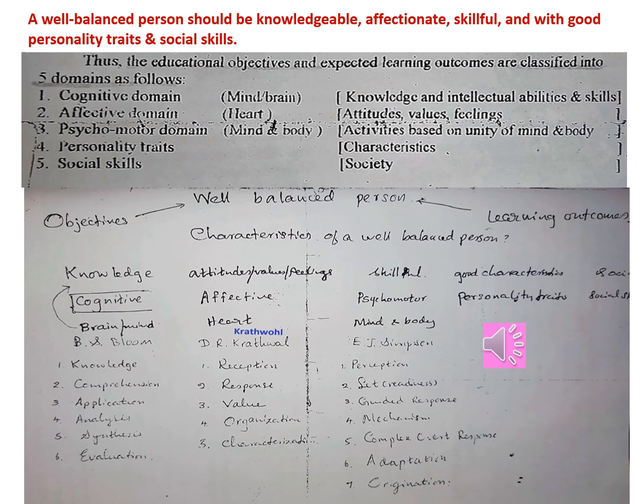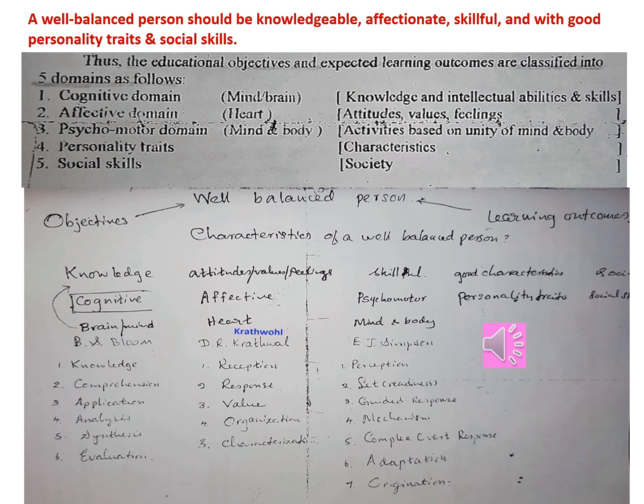Now, knowledge deals with the cognitive domain. The subject matter, right, deals with the cognitive domain. And if we take the relevant body part, it deals with the brain or the mind. And the educationist, B.S. Bloom, has put forward his taxonomy regarding how to develop students' knowledge, the steps in the development of the students' knowledge. Right? That's the way.